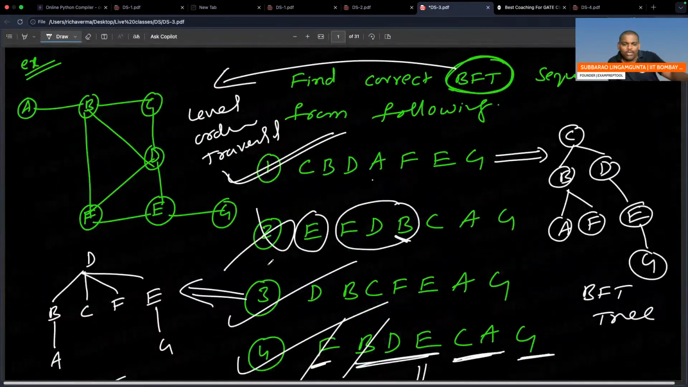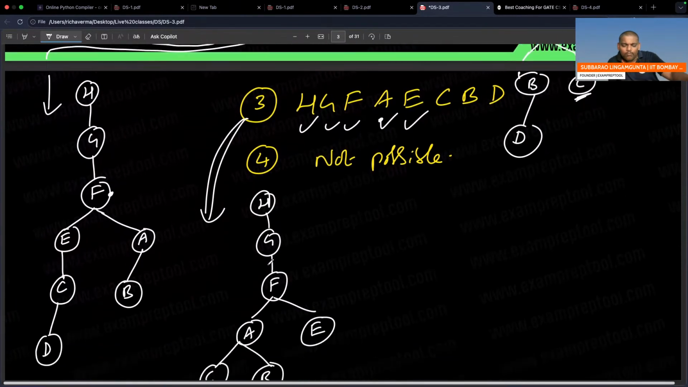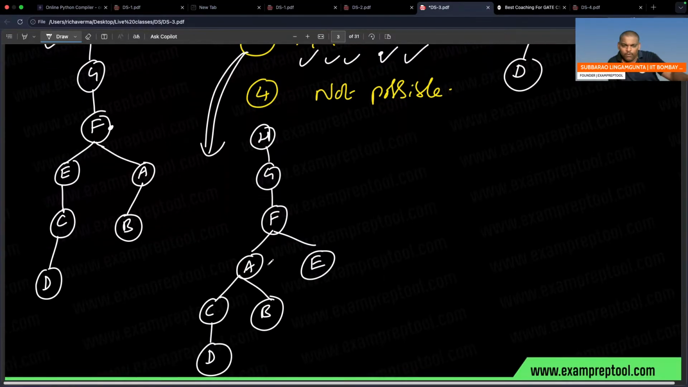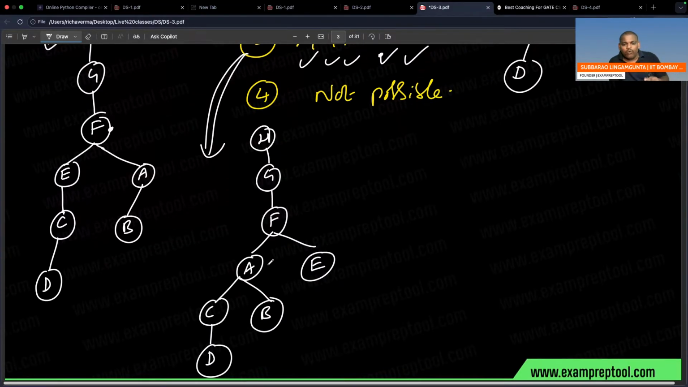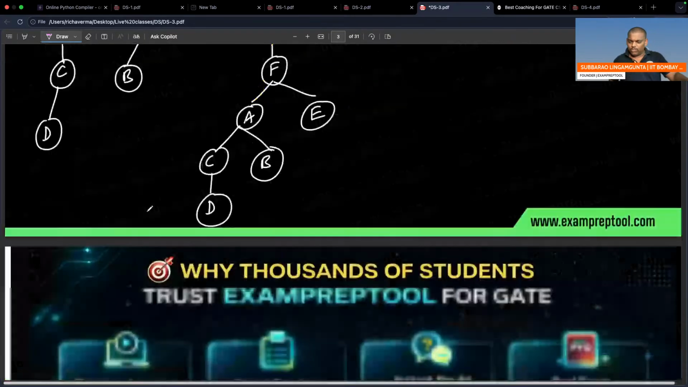Now we can move to the next story. Can I move to the next one? BFT clear? No requirement of one more problem? I think BFT is clear for everyone. We'll go to the DFT. If you are clear with the BFT, now let me go to the next story.